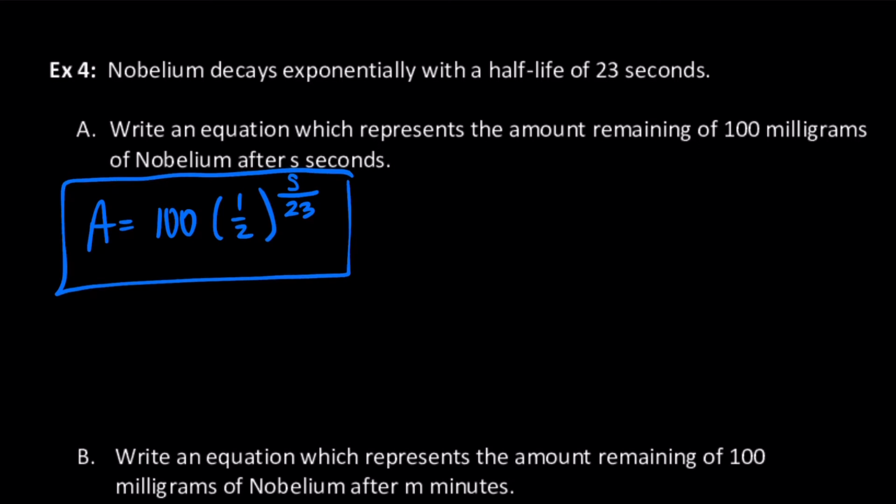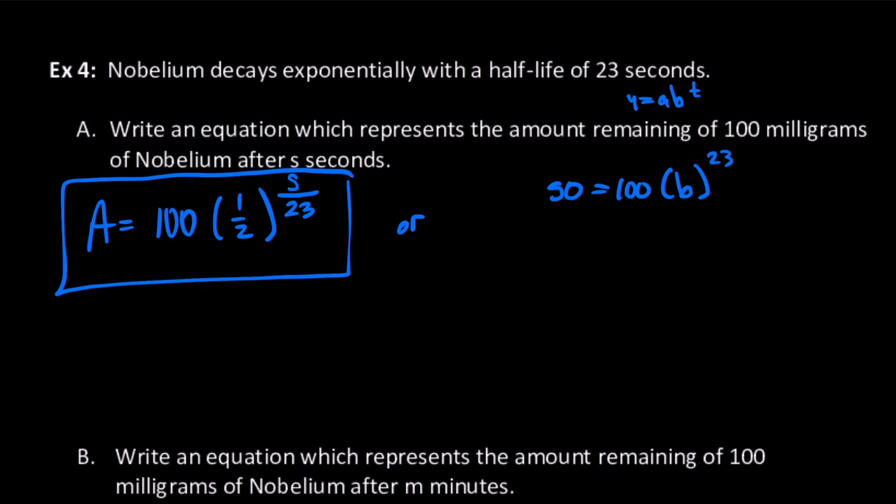Now, let's say you didn't know your half-life formula. You could derive it. I know this general formula, y equals a b to the t, and we have a data point here. It says it decays exponentially with a half-life of 23 seconds. So you could just make up some numbers. Let's assume we're starting with 100, so perfect. 50 equals 100 times b to the 23, because after 23 seconds, half of it is remaining.